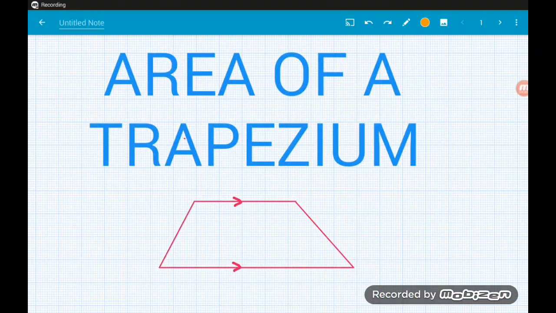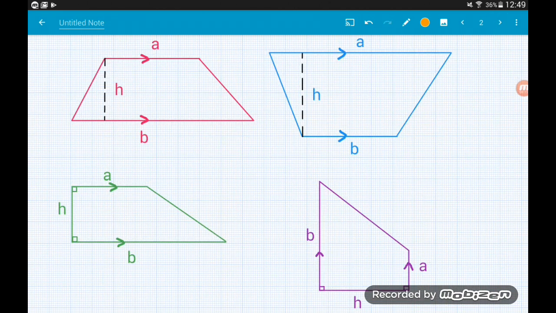Guys, in this video we're going to be taking a peek at how to find the area of a trapezium. So a trapezium is a quadrilateral with one pair of parallel sides. Now they come in a few different shapes and sizes, so let's take a look.